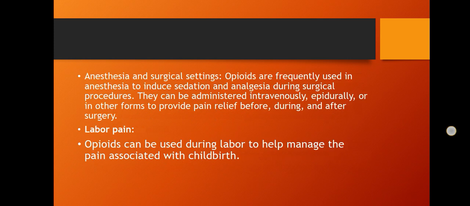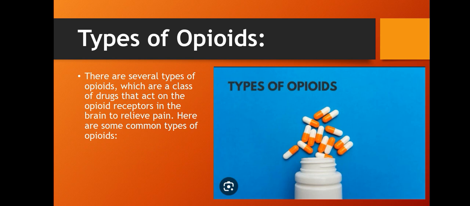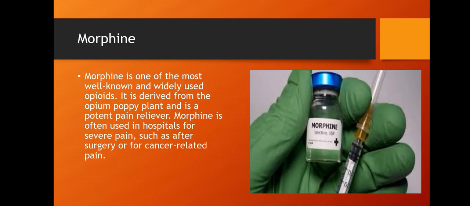Types of opioids. There are several types of opioids, which are a class of drugs that act on the opioid receptors in the brain to relieve pain. There are some types of opioids. Morphine. Morphine is one of the most well-known and widely used opioids. It is derived from the opium poppy plant and is a potent pain reliever. Morphine is often used in hospitals for severe pain, such as after surgery or for cancer-related pain.